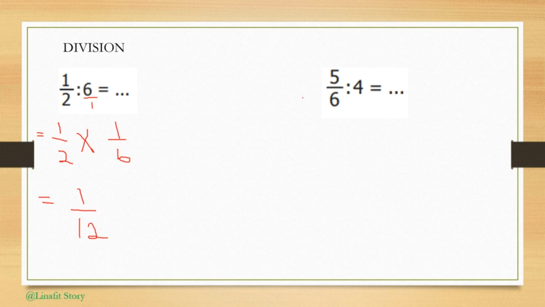5 out of 6 divided by 4. Convert 4 into fraction. 4 out of 1. So keep, change, flip. Multiply the top number. So 5 times 1 equals to 5. 6 times 4 equals to 24.